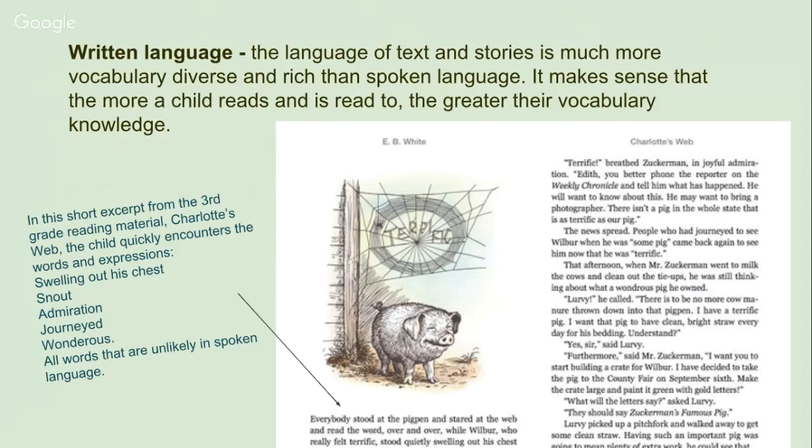So the language of the written word expands the child's understanding of vocabulary in general. But as the child's reading this, they also have to comprehend the story. So they're going to have to rely on context to help them understand and manage words that might not be familiar to them, such as the word swelling.